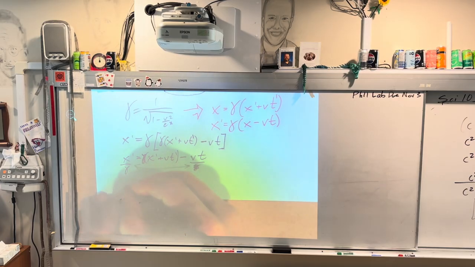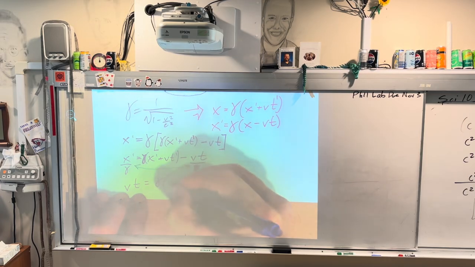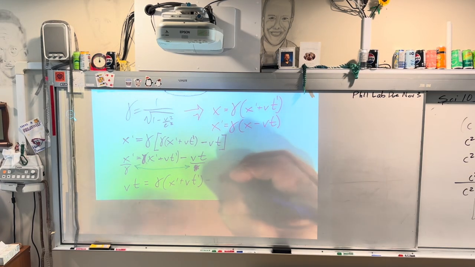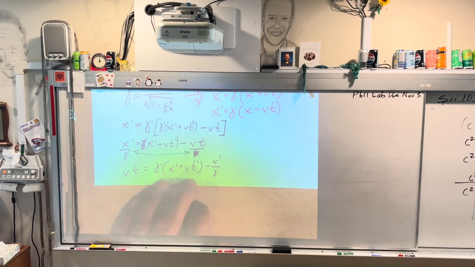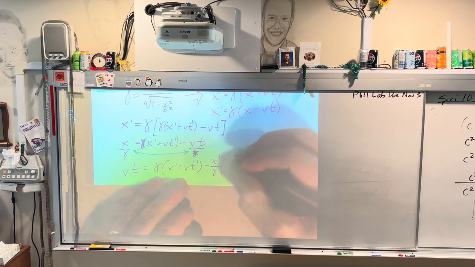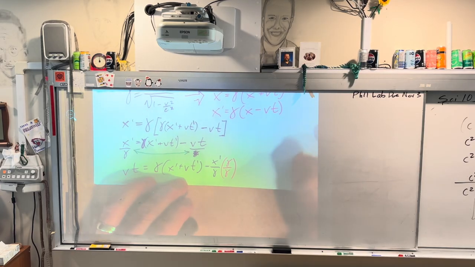So on this side, we have vt equals gamma times x prime plus vt prime minus x prime over gamma. So we have that. I'm going to just do this. I'm going to multiply this last term by 1. I'm going to multiply it by gamma over gamma, because we can do that.